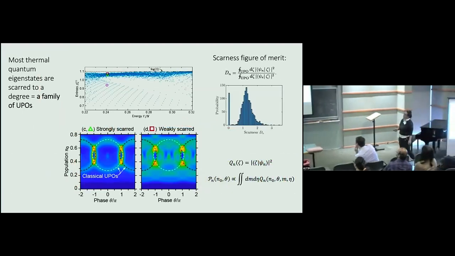And maybe let me just quickly say that this is not just an isolated UPO. There is a family of UPOs. That means there is a UPO at every energy here. And that actually gives rise to a high scarring of these states.